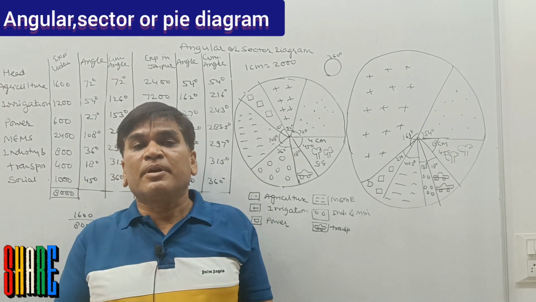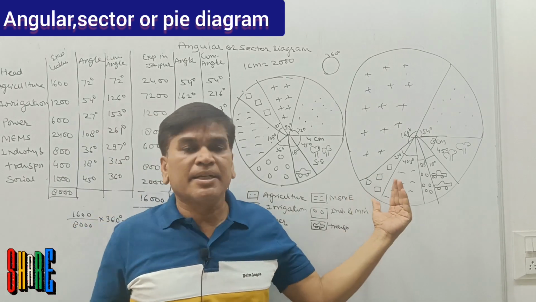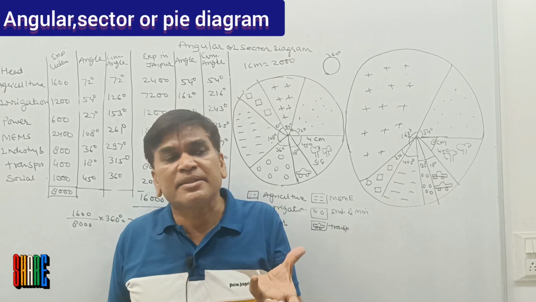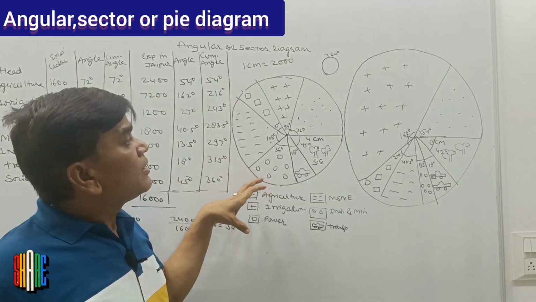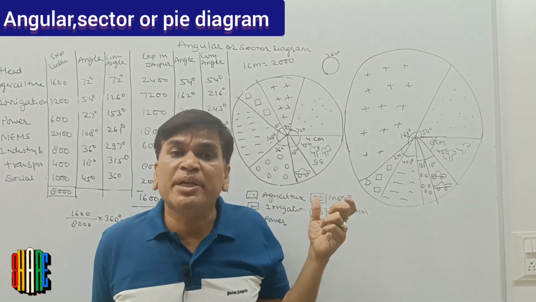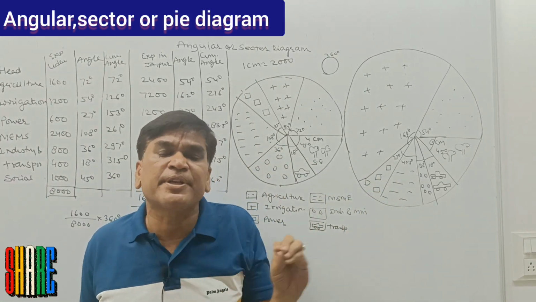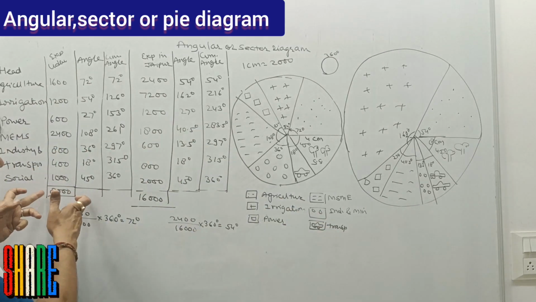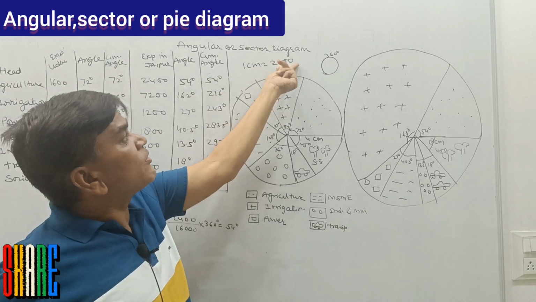In the previous video, some part of the second diagram was cut off. That's why I am adding something in this video. Sir, the process is the same. You may draw both diagrams. There is no difference in the process. Only this one contains 8,000 and this one contains 16,000, for getting 1 centimeter equal to 2,000.